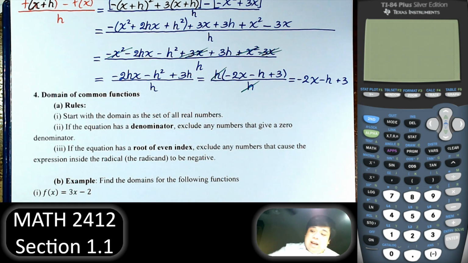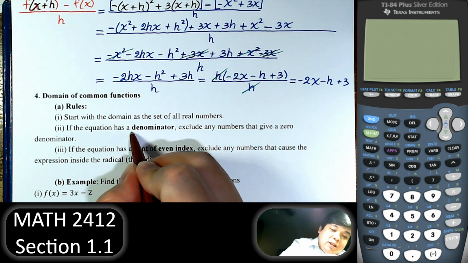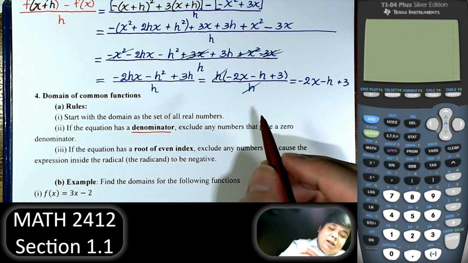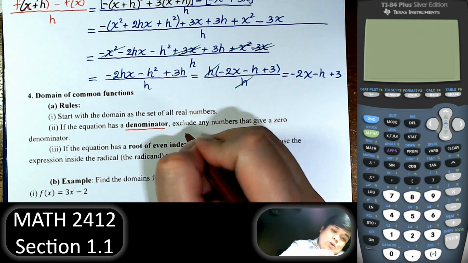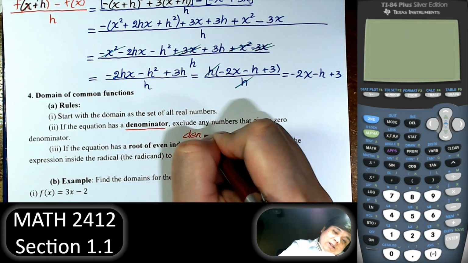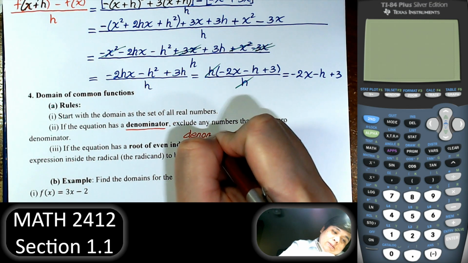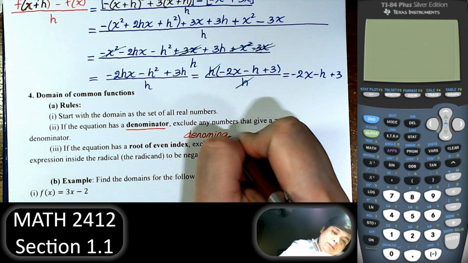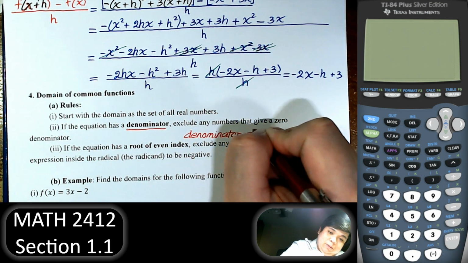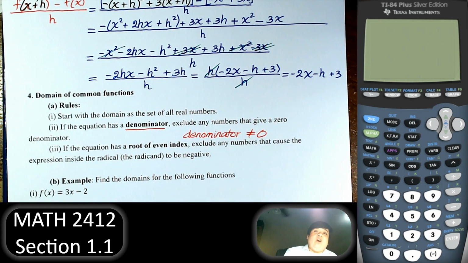Now, if there is the denominator, it cannot equal to 0, so we just say denominator cannot equal to 0, because we cannot divide by 0. Right, denominator is at the bottom, cannot equal to 0.